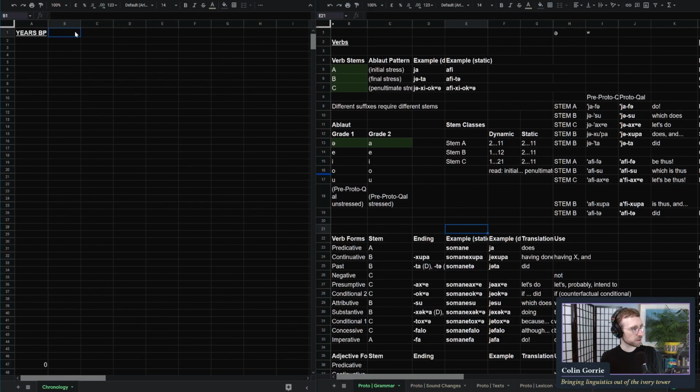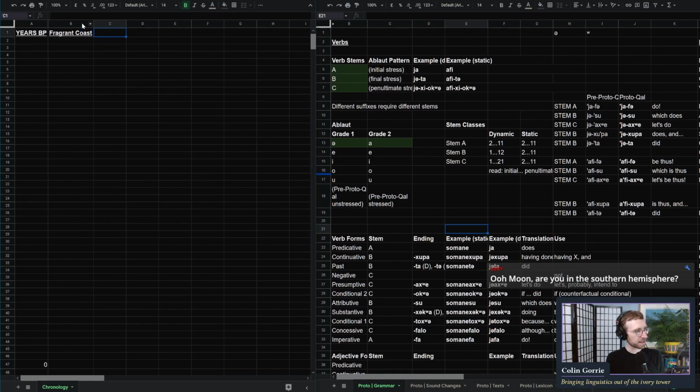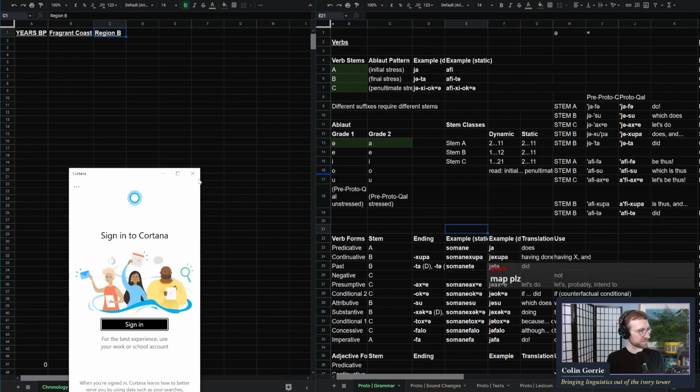And then what we'll do across the top is have different regions. So we can, well, let's talk about, we have the fragrant coast. We know at least that region exists. So we have the fragrant coast, and then we have a bunch of other regions. Region B. Nope, that's irrelevant.